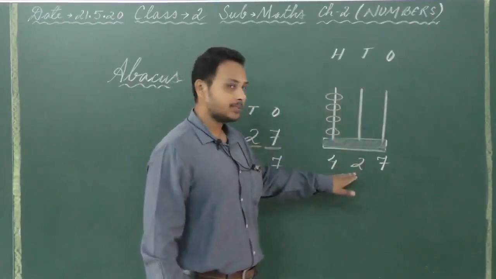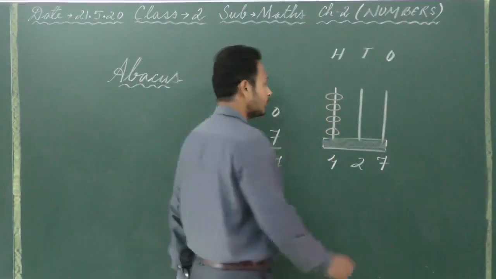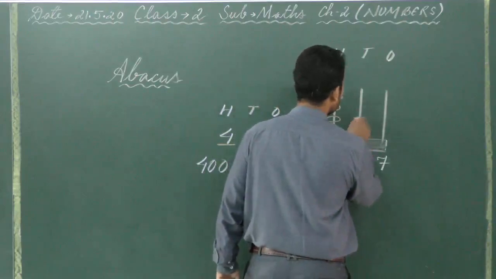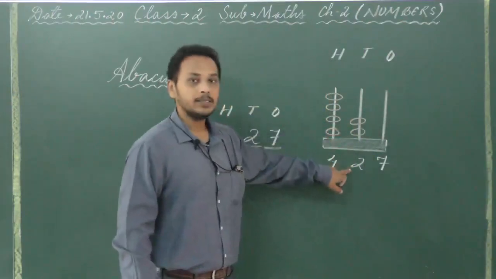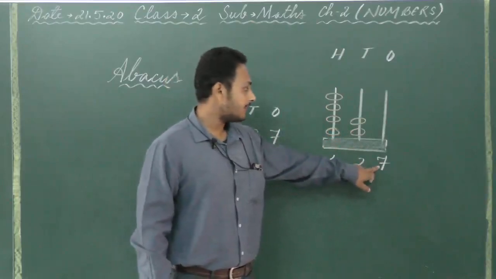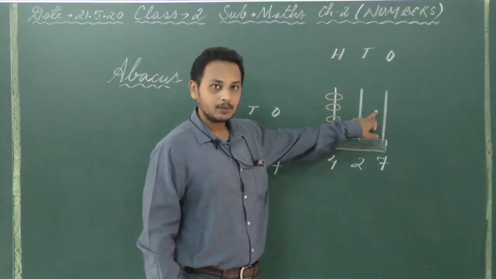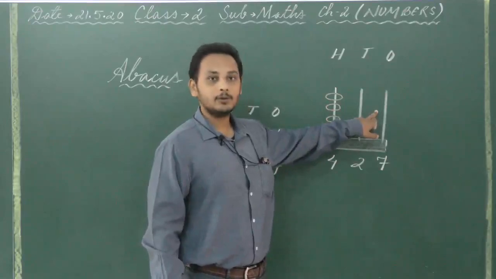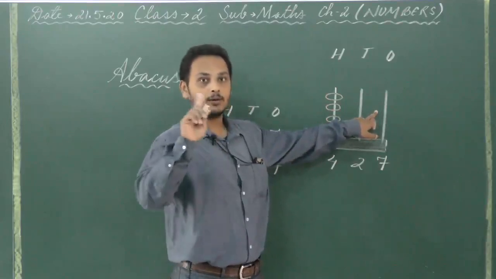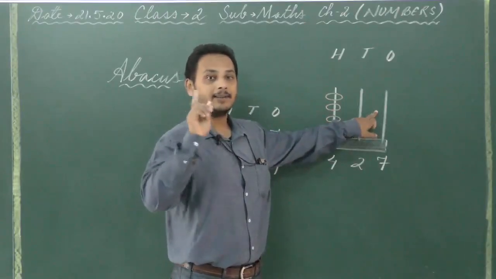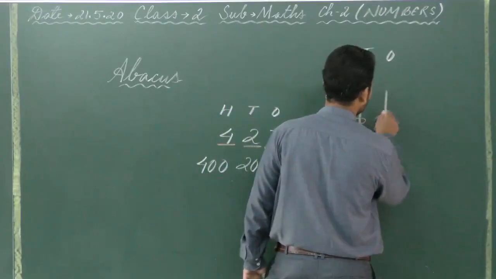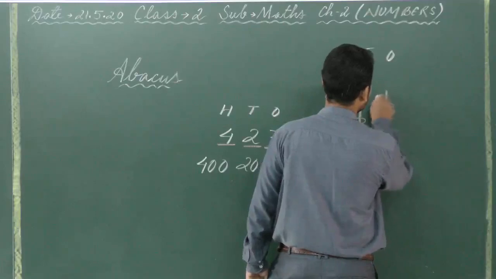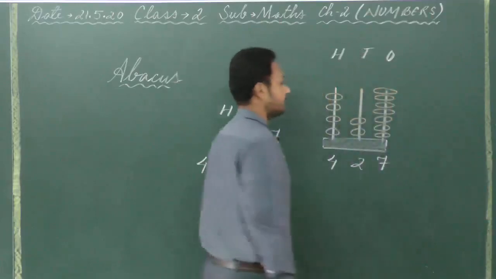Then come to the next, that is 2. 2 is in tens place, the number is 2, so you will draw only 2 circles. That means these 2 circles represent the number 2. Then we have 7 in ones place. So how many circles are we going to draw? 1? No, we are going to draw 7 circles. So 1, 2, 3, 4, 5, 6, 7.